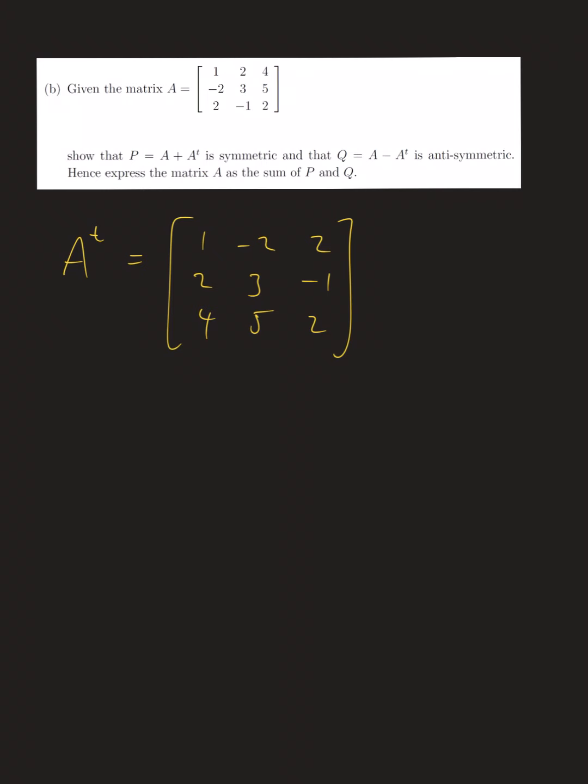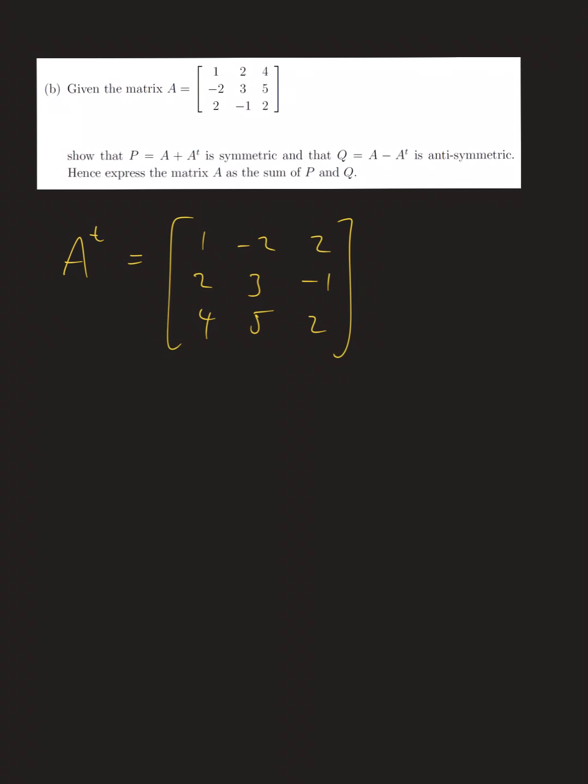So first we're asked to show that the matrix P, which we're told is just A plus A transpose, is symmetric. So what does symmetric mean? It means that elements opposite each other on the diagonal are the same. So for a symmetric matrix, if I have a 4 here, I would need to have a 4 here as well. Or a 5 here, I would have to have a 5 here as well. Then it would be symmetric. So I'm going to calculate it in a second, but let's just look at this first.